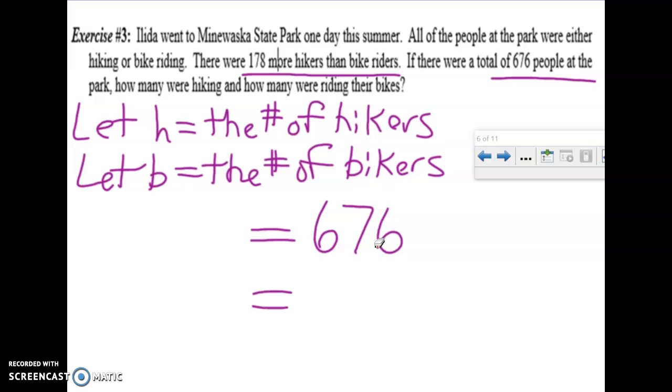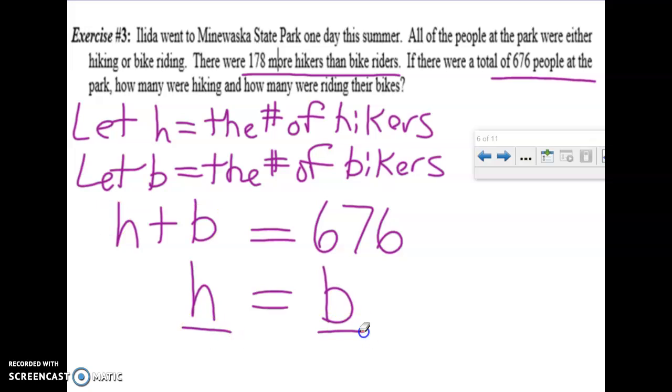676 total people, right? All together. Now, what type of people were there? There were either people walking, so hiking, or people that were biking, so B. So H plus B. If I write H equals B, that is incorrect. All right, those two things are not the same. They're not equal. We just said there are more hikers. So this is the bigger number. All right, this is bigger than this number.